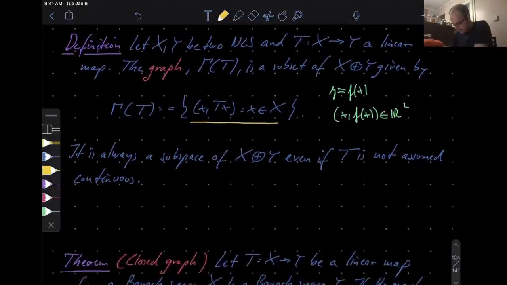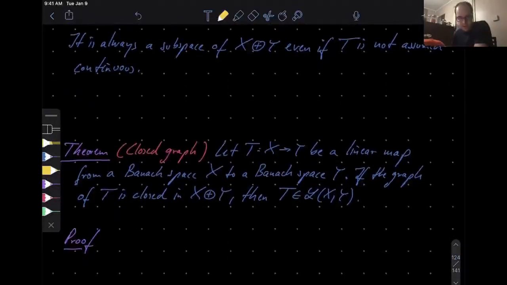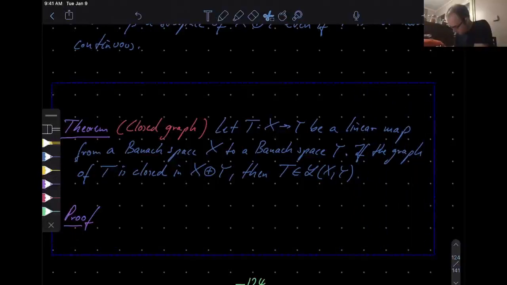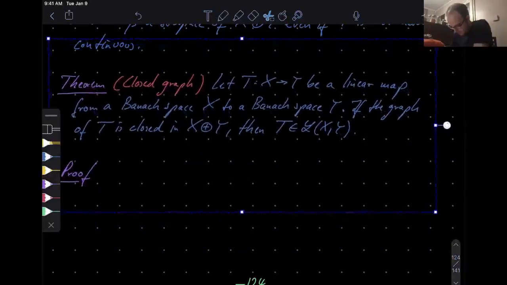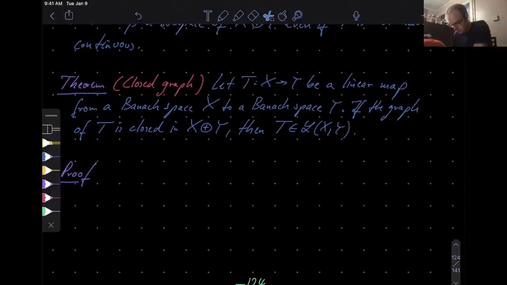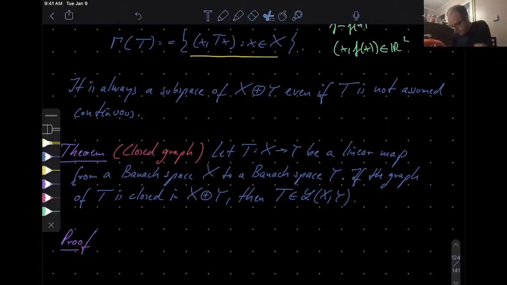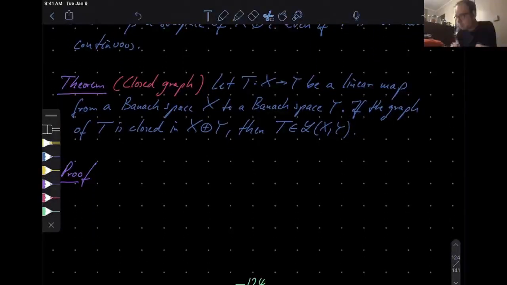So now, here's the theorem that goes the other direction. So this is the last big theorem in this very important section. Maybe I will move it a little bit further up now. So that's the closed graph theorem, right? So looking at the graph of a linear map can tell you whether the linear map is bounded or not. So let T be a linear map between two Banach spaces X and Y. Then the simple statement is, if the graph of T is closed, then T is bounded. Okay, that's it.